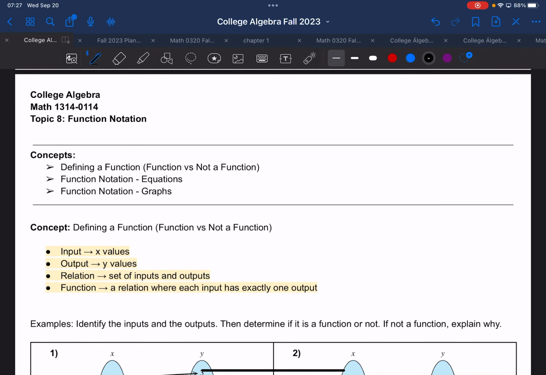Okay, so this is topic 8, function notation. We're going to go through defining a function, so how we determine if it's a function or not a function, function notation in equations, and then function notation in graphs. Okay.